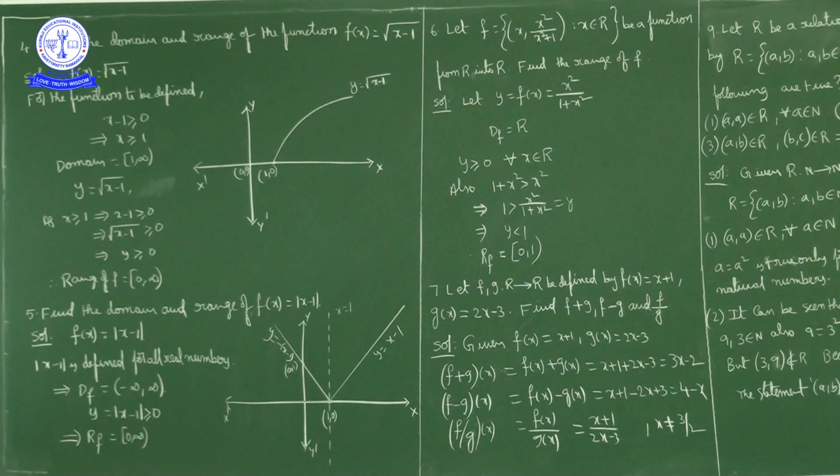Suppose the numerator is 999, the denominator is 1000. So the numerator is 1 less than the denominator, so the ratio is always less than 1. That is what is written here. 1 plus x square is always greater than x square. So x square upon 1 plus x square is always less than 1. 1 is greater than x square upon 1 plus x square, which is nothing but y. So y value is less than 1. Also y value is greater than or equal to 0. So y ranges from closed interval 0 to open interval 1. So the range of the function is 0 included, 1 excluded.